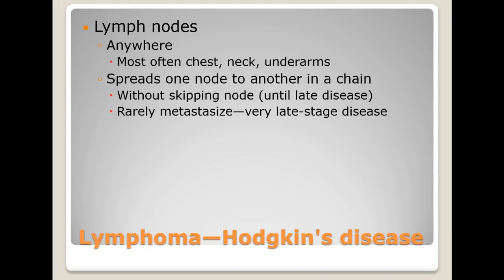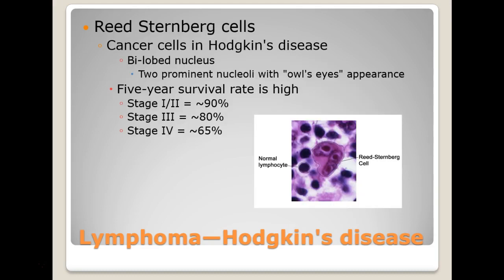In the lymph nodes, those are anywhere. Most often the chest, neck, and underarms. It spreads from one node to the other in a chain. Usually they don't skip a node until it's the late disease. It rarely metastasizes, but it can in the very late stages, especially this Hodgkin's disease.